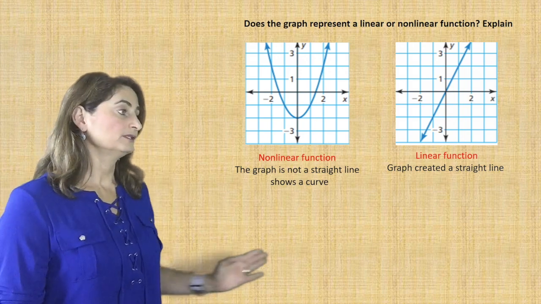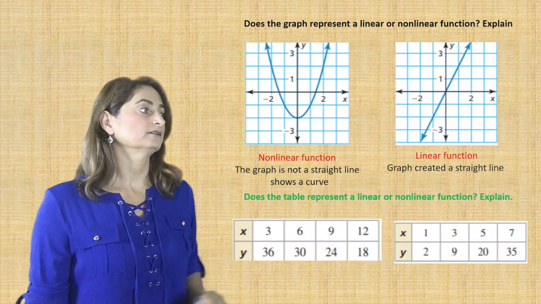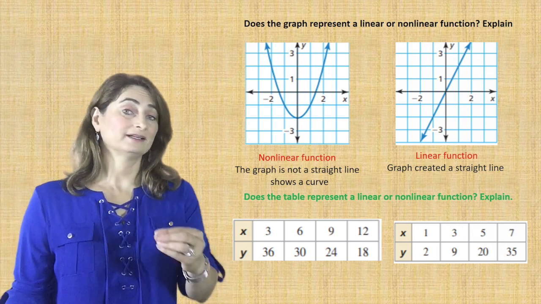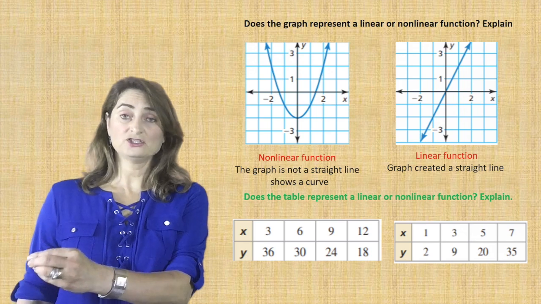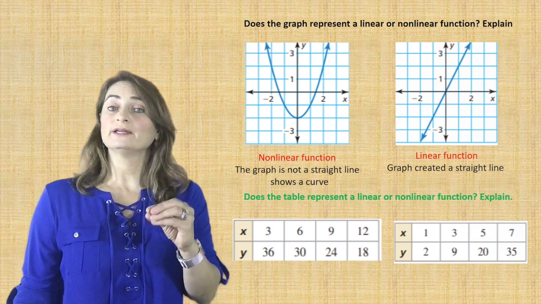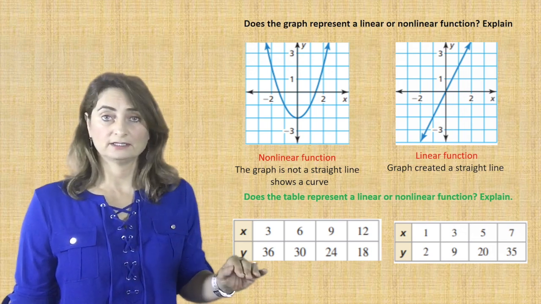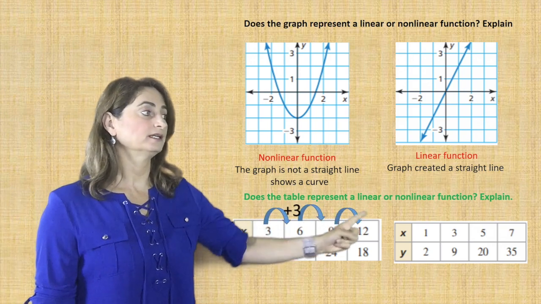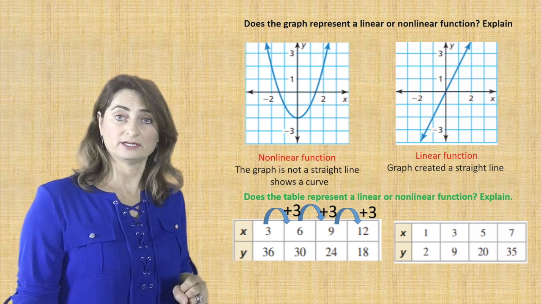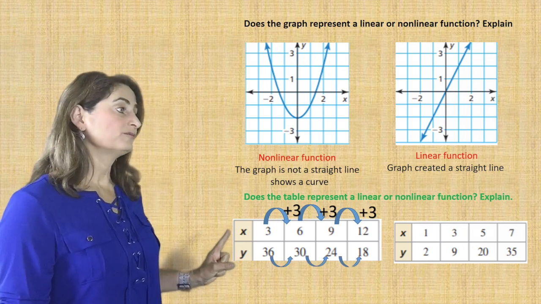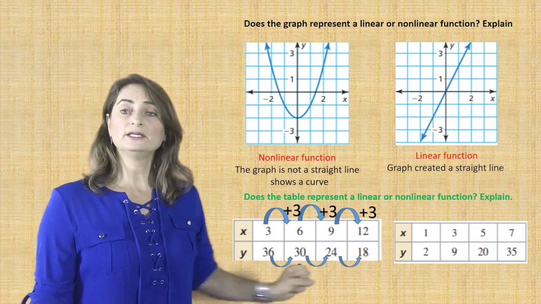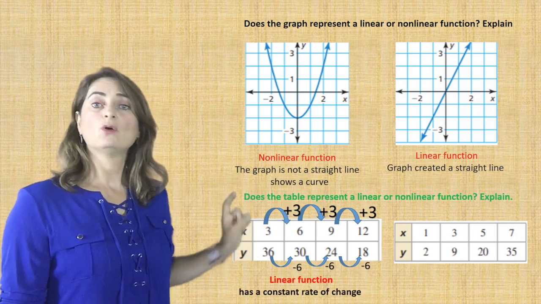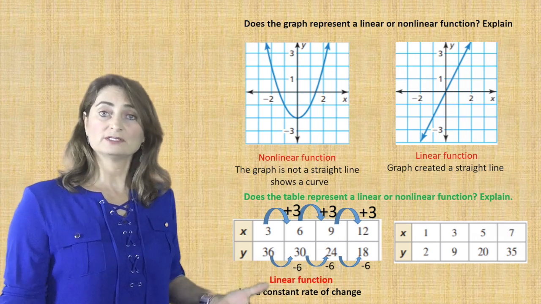Now, look at the tables. Does the table represent a linear function or nonlinear function? Explain. Again, if you can find a constant rate of change, that means it's linear. If you cannot find a constant rate of change, it's nonlinear. So look at the table. Watch how x increased from 3, 6, 9, and 12. It increased by 3 every time. And y went from 36 to 30 to 24 to 18. That means it went down by 6. So every time x increased by 3, y decreases by 6. So there is a constant rate of change.